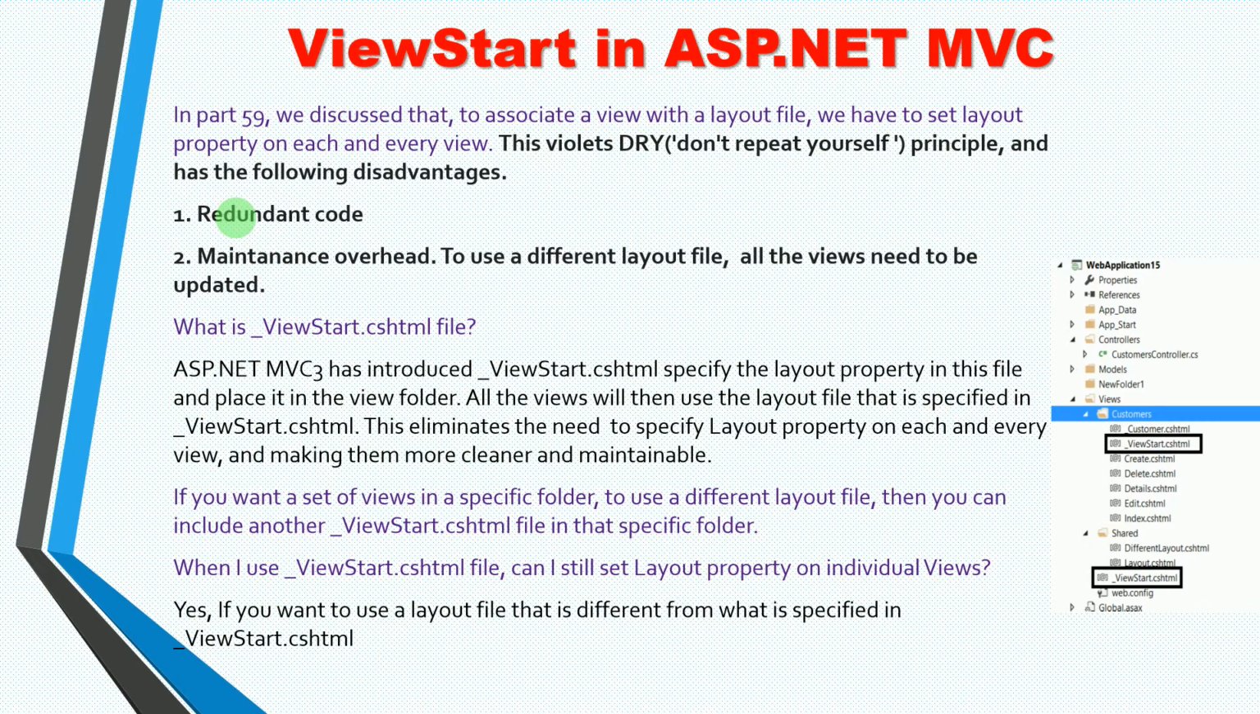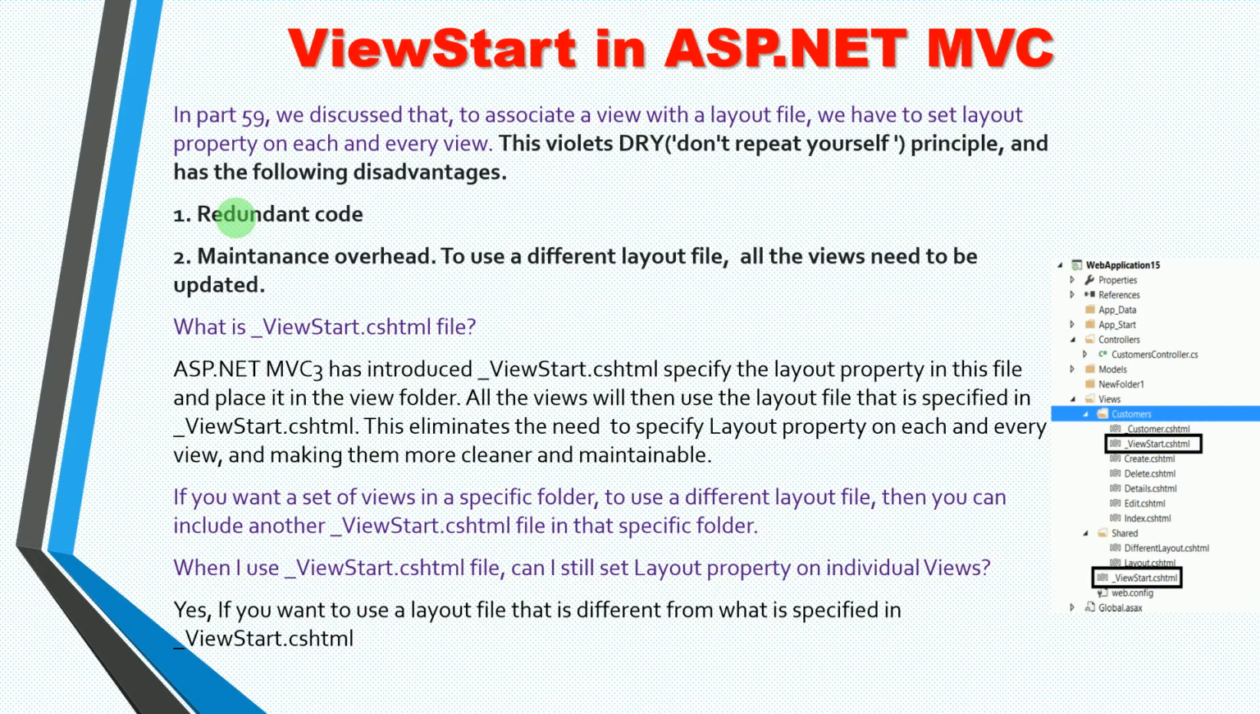So what is the ViewStart.cshtml file? ASP.NET MVC 3 introduced ViewStart.cshtml. Specify the Layout property in this file and place it in the Views folder so that all the views are affected by it. You write the path of the layout inside the ViewStart.cshtml file, so all the views will then use the layout file specified there.